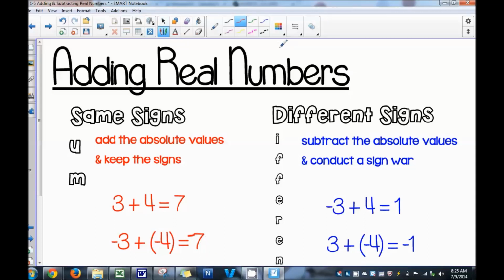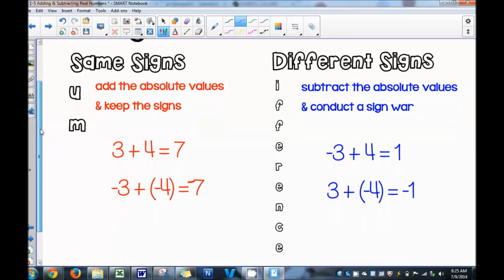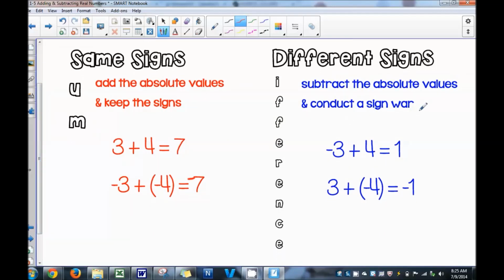Okay, so now for different signs, you take the difference of the numbers, you subtract their absolute values. So -3 plus +4 would be 1. That's because the difference between 3 and 4 is 1, and you consider the sign, meaning which one is bigger. Do I have more positives or do I have more negatives? I have more positives, therefore it is +1.